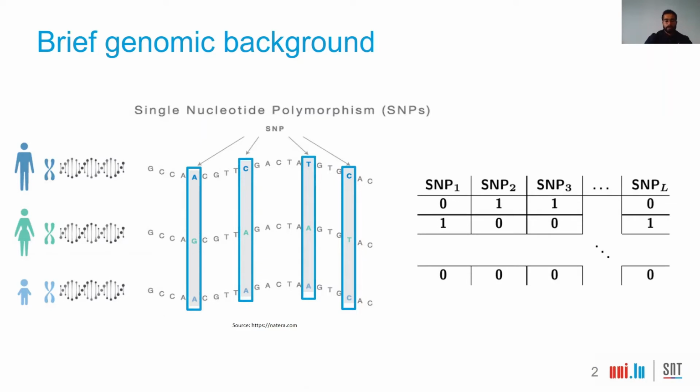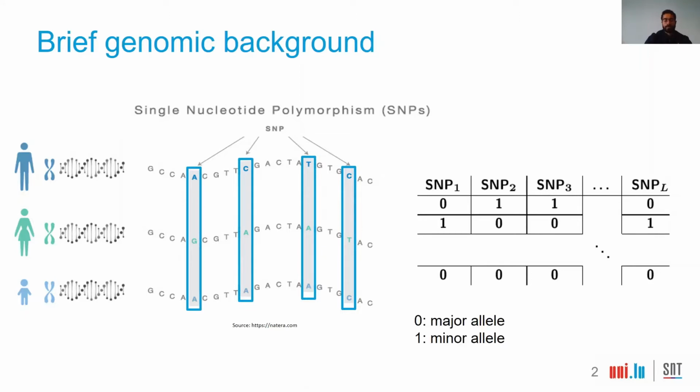So, the human DNA consists of nucleotides that contain our genetic information. Those nucleotides are represented by letters such as A, T, C, and G. However, at some specific positions of our DNA, humans share different genetic information. Those positions are called single nucleotide polymorphisms, or SNPs.